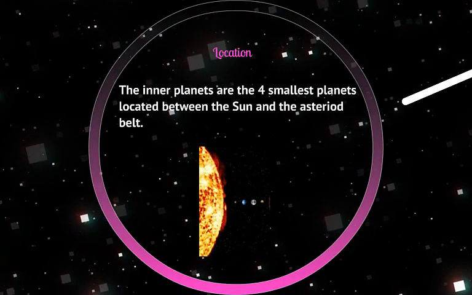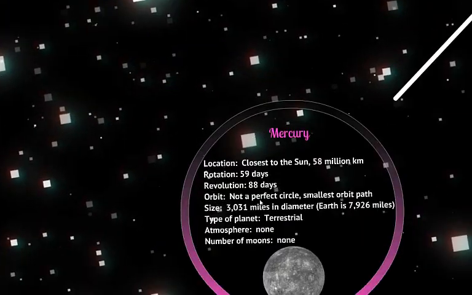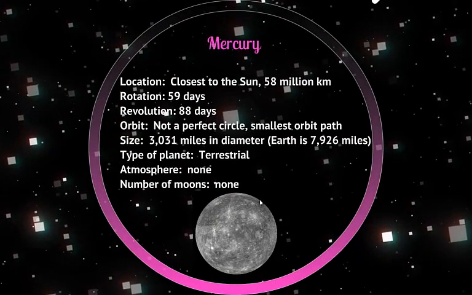Location. The inner planets are the four smallest planets located between the sun and the asteroid belt. So here they are. We have a picture of the sun, and we have the four inner planets closest to the sun. The first one is Mercury. Mercury is located closest to the sun.